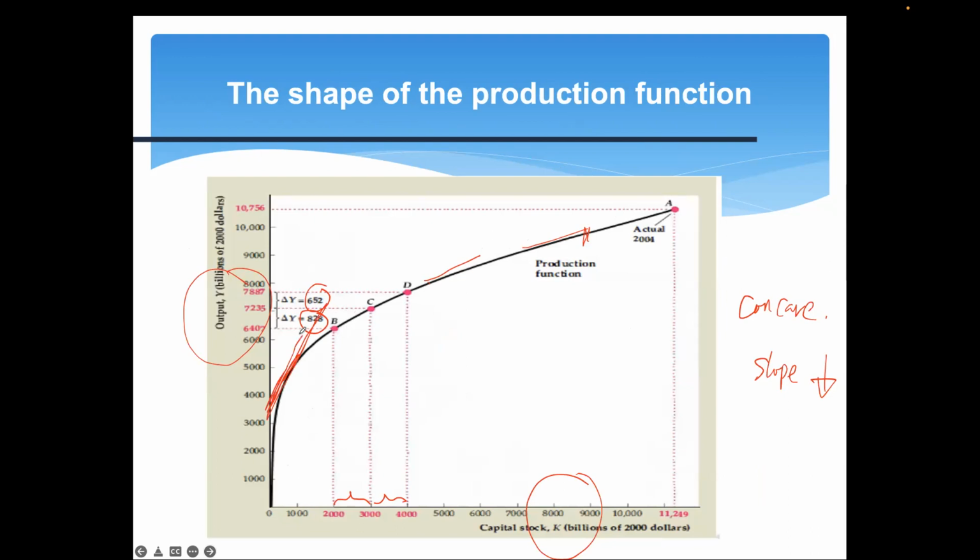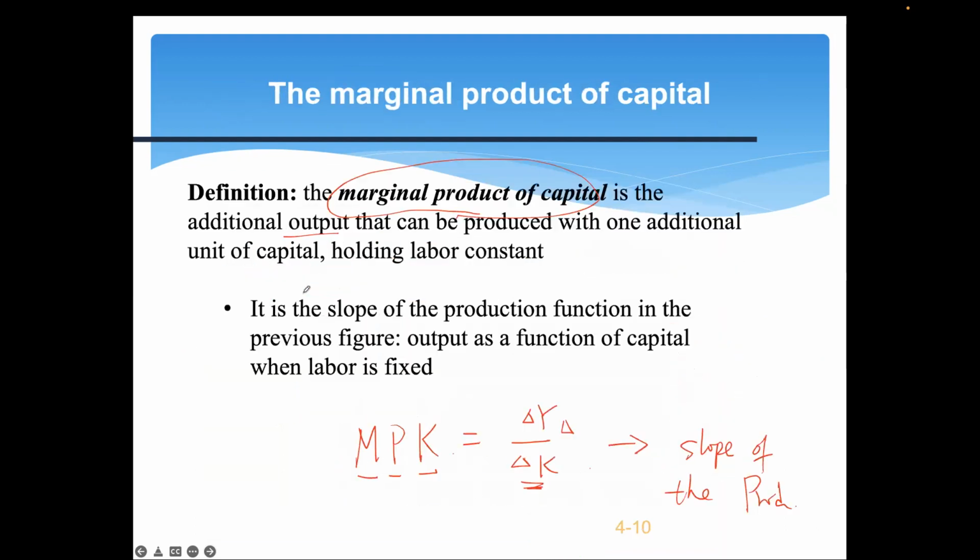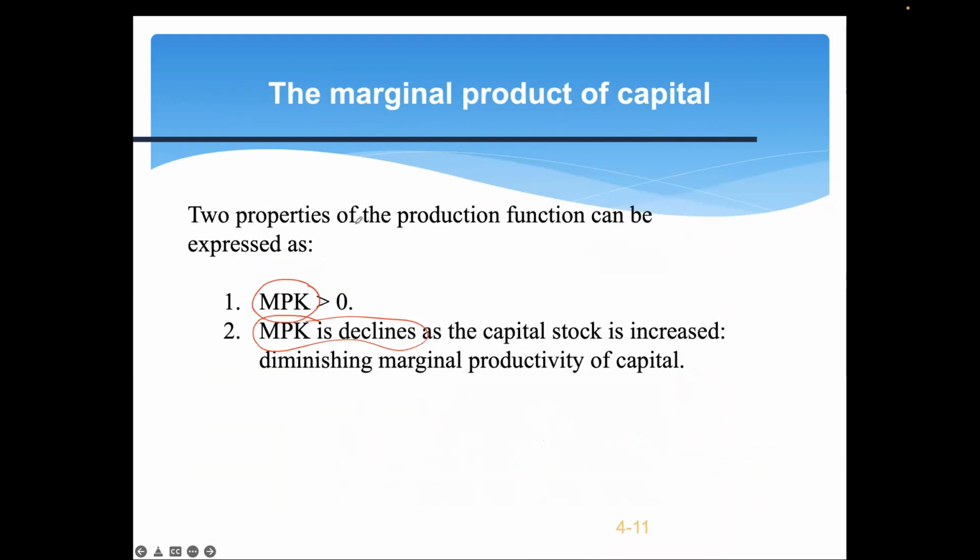Okay. So slope is decreasing. Slope is positive. Slope is positive means more capital is always beneficial to production. But slope is declining, meaning the more capital you have, the less addition, or less contribution, you're going to observe. So let's go back here. MPK is declined as the capital stock is increased.